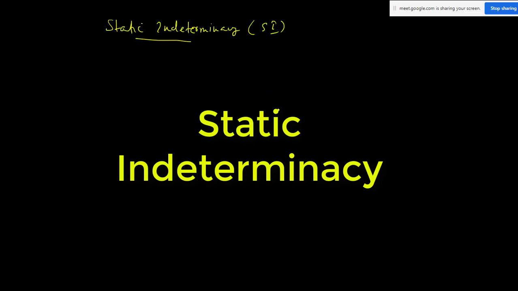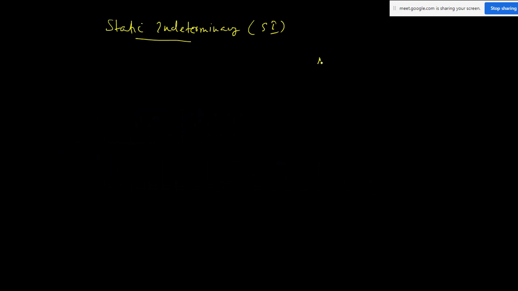So again, we have basically two types of structures. One is called determinate structure, like this simply supported beam. What do you mean by determinate structure? If you see this structure, I have one reaction here. So I can have a second reaction because it is a pin support.